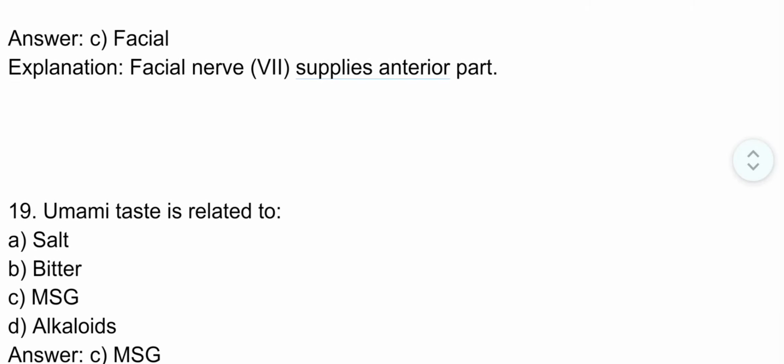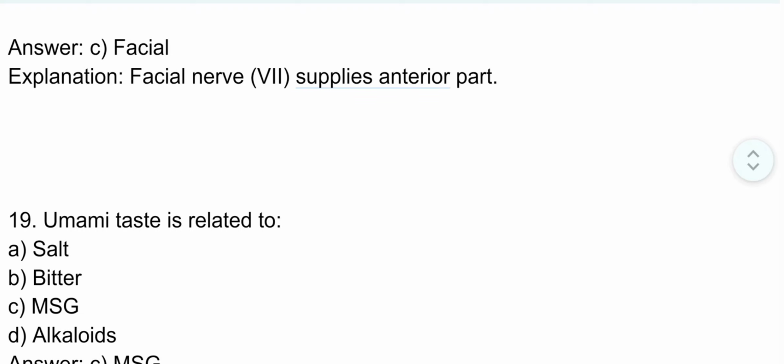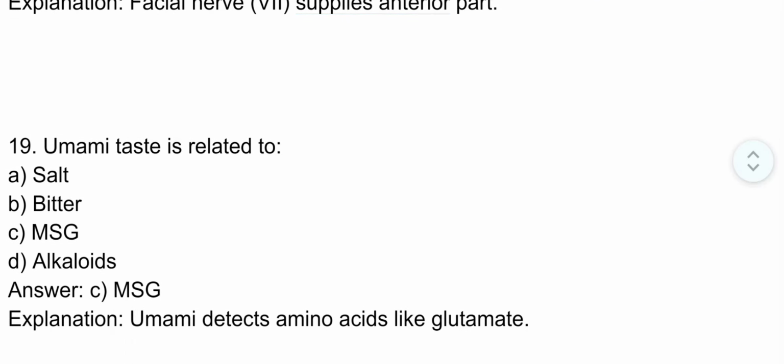Question number 19. Umami taste is related to... The correct option is option C. MSG. Umami detects amino acids like glutamate.